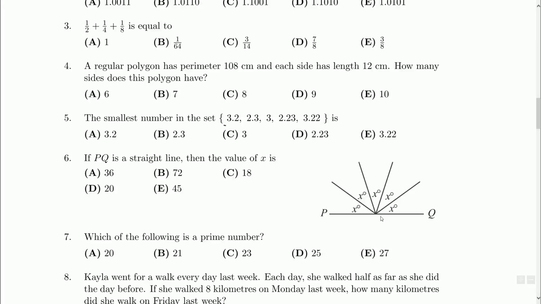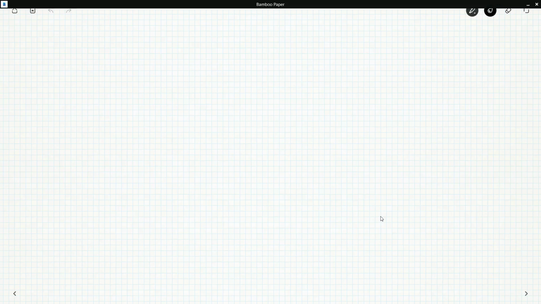Question number 5, the smallest number in the set is... Okay, so the set has 3.2, 2.3, 3, 2.23, 3.22. They're giving us a bunch of decimal responses.